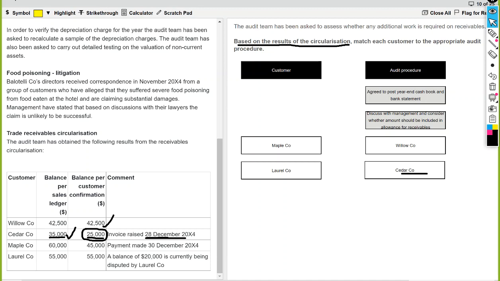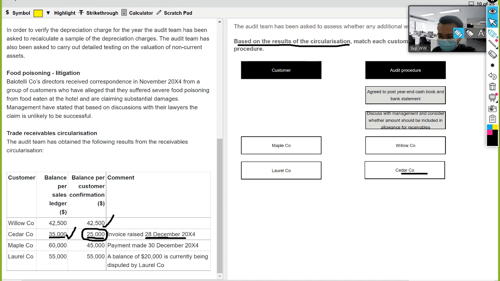How about the third one? Whose mistake is that? Why is there a difference? My record is 60,000. Confirmation came back 45,000. Because payment was made on 30th December. Okay. The customer paid us on 30th December. The customer paid already, so their balance reduced by 15,000. I haven't received the money. I keep it at 60,000 because of the delay in the collection. Then both of us are correct. No one is wrong. It's just because of cash in transit.